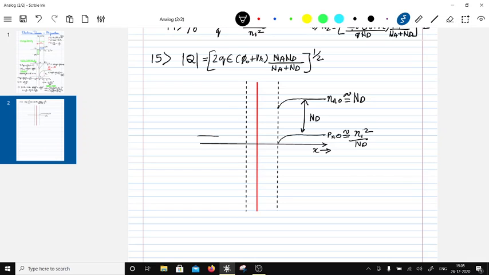And same thing on the right hand side, we have got Np0. Np0 is approximately equal to Ni square over Na, Ni square over Na, right?